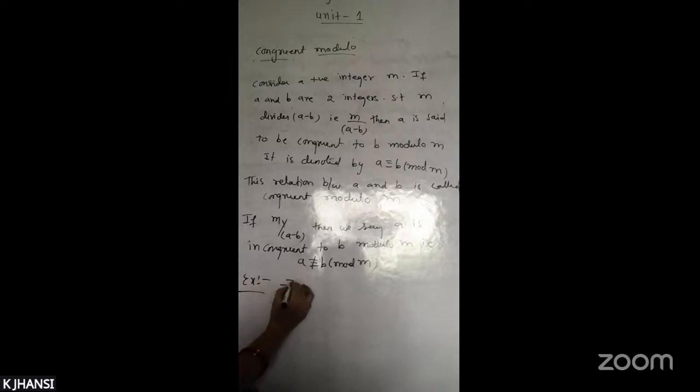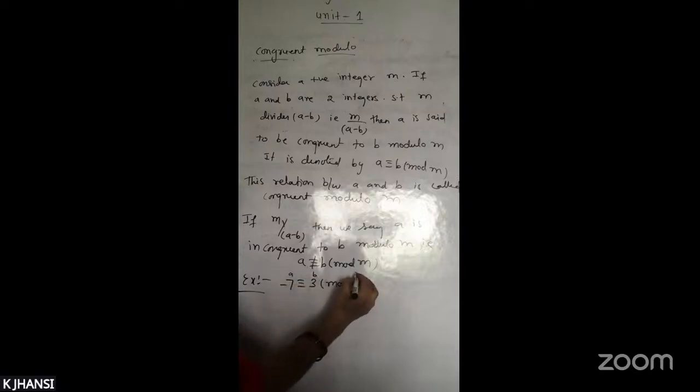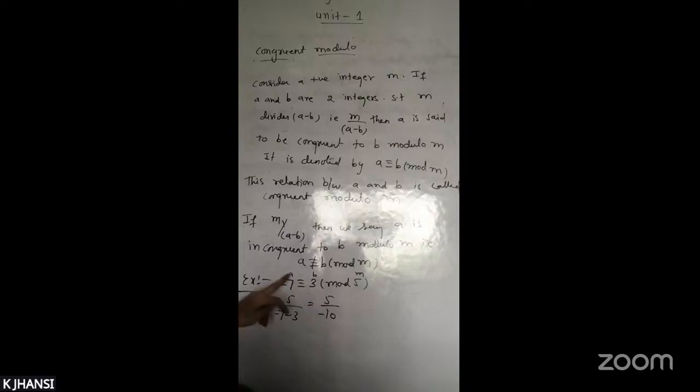Minus 7 is congruent to 3 mod 5. So this is a, this is b, and this is m. What should the condition be? m should divide a minus b. What is m here? 5. a minus b is minus 7 minus 3, which equals minus 10. 5 divides minus 10. Therefore, a is congruent to b mod 5.